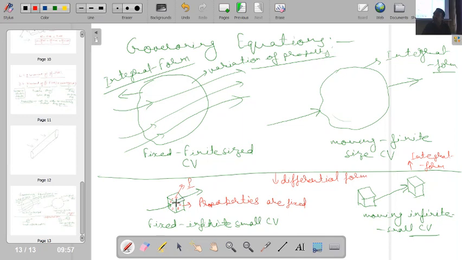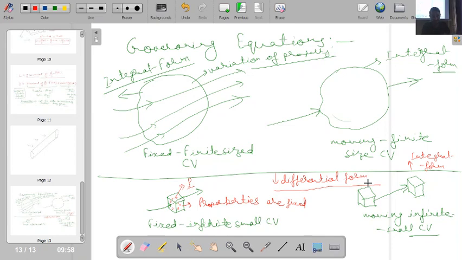At the same point of time, you should have such a small size that the property is not varying. Say this control volume has a fixed density rho. Within the control volume, density is not changing. This is what we call infinitesimally small, and whenever we use this formulation, we get nothing but the differential form of the governing equations.